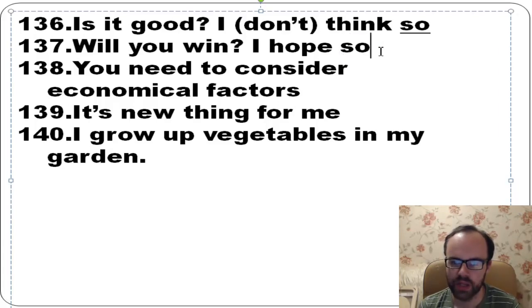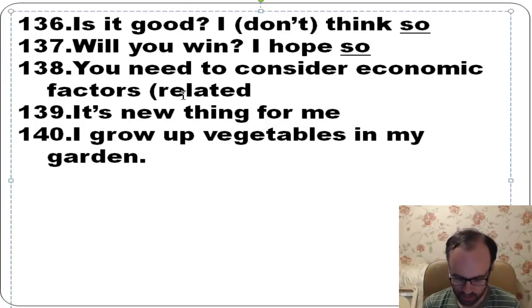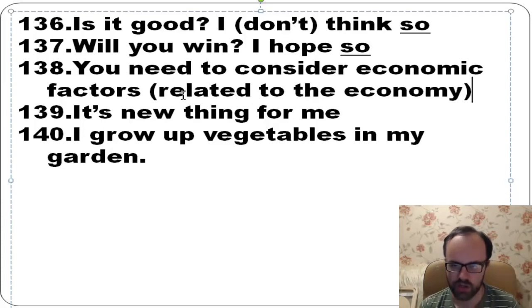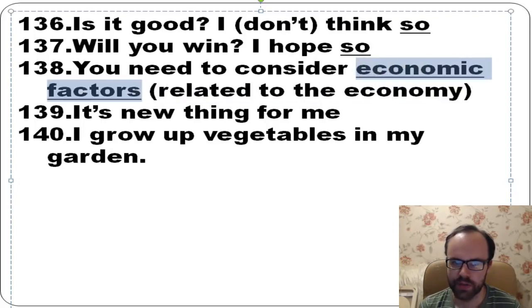You need to consider economical factors. So, you know that we say economic factors. So it means related to the economy. So you need to consider economic factors, not economical. Okay?